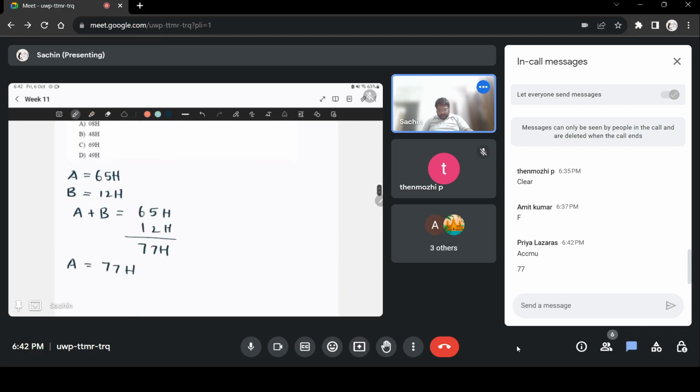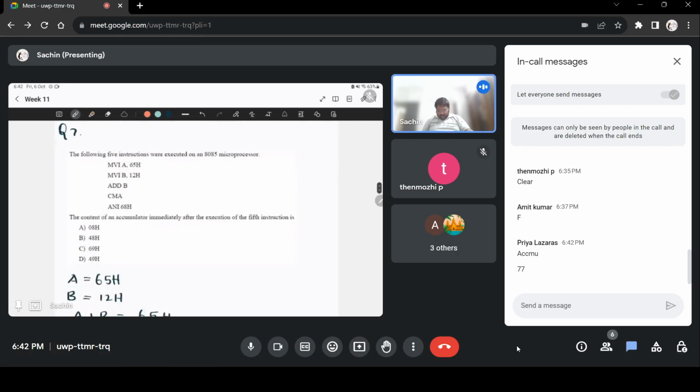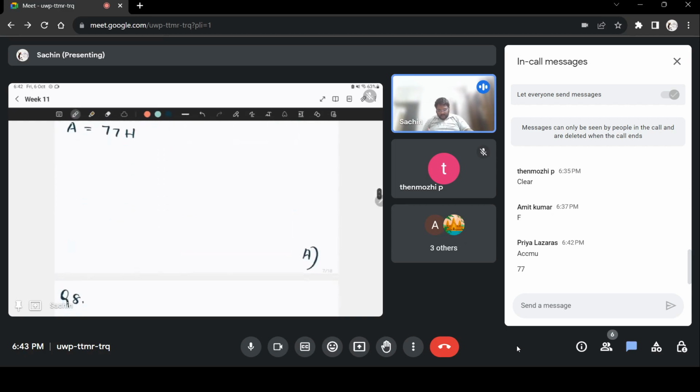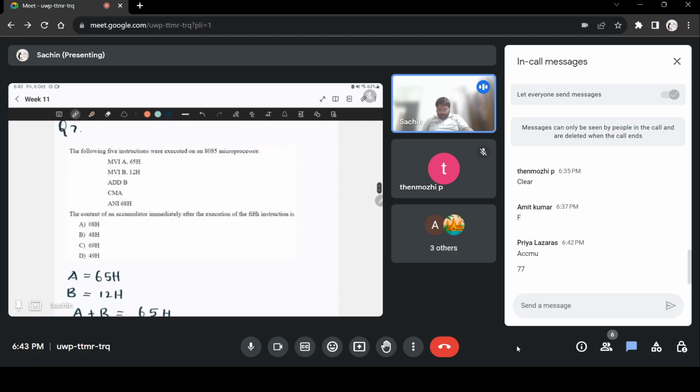Next, CMA. What is CMA? CM is complement, and CMA is complement the accumulator. So you have to complement this, but this is in hexadecimal, so it will be easier to complement if you write it out in binary. This is 77, right? In binary, the complement is 1000 1000, that's 88, and let's keep it like that.